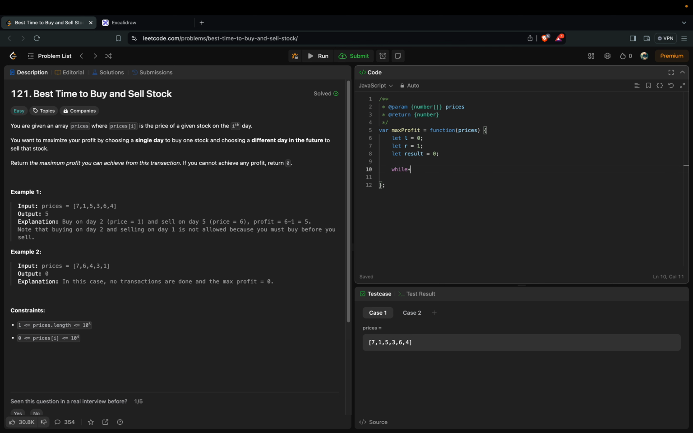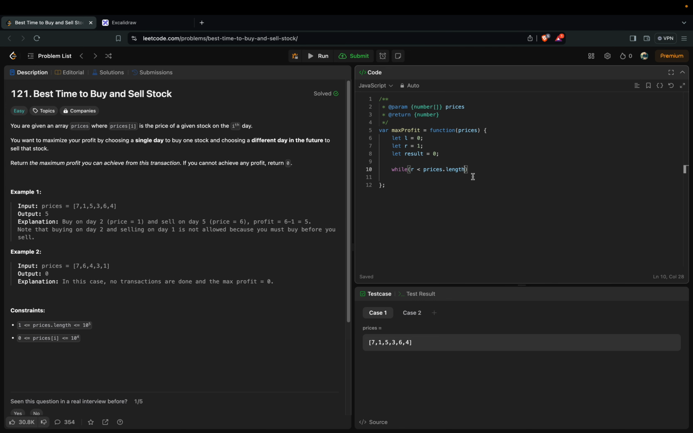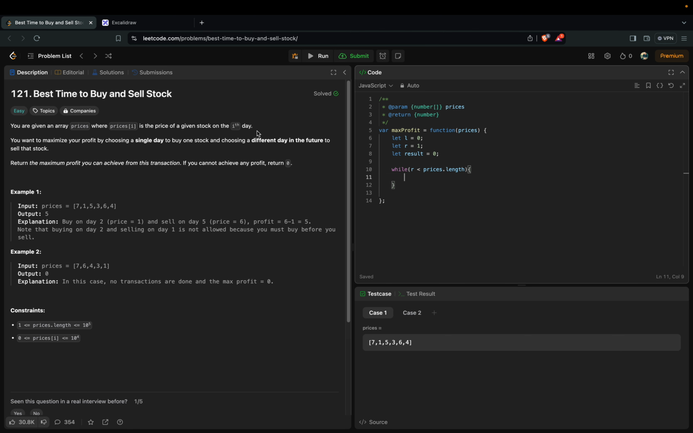What we are going to do is run a while loop while our R is less than prices.length. Why length? Because our R will stop here, it will not go to the next, because there is no such element. So we check that our R is less than the length, because as you know, array length and indexes work from 0 to the last one.